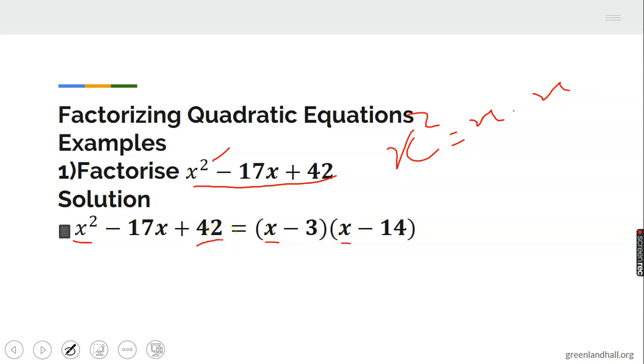Then you factorize the third term. Look for 2 factors of plus 42 that will give a sum of minus 17. Since it's positive, it is going to be either plus plus or negative negative. So we have 3 times 14 to give us 42. Because we are looking for minus 17, it has to be minus 3 and minus 14. So you put minus 3 here and minus 14 there. This is the factorized form of the first one.